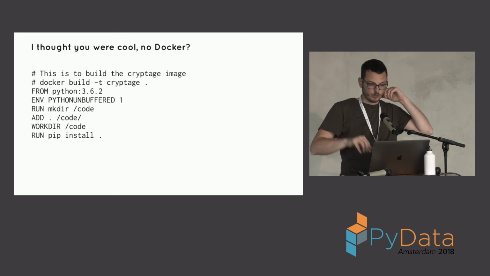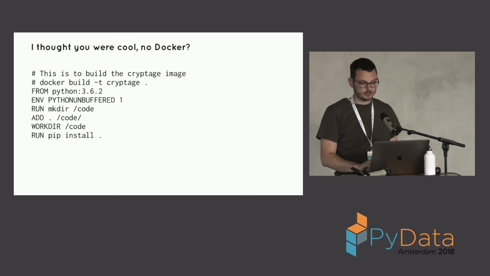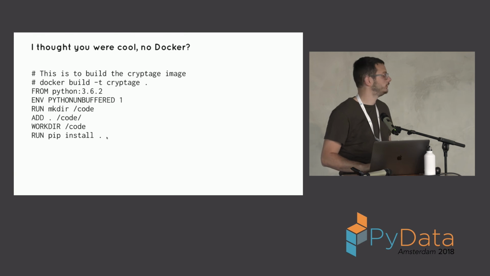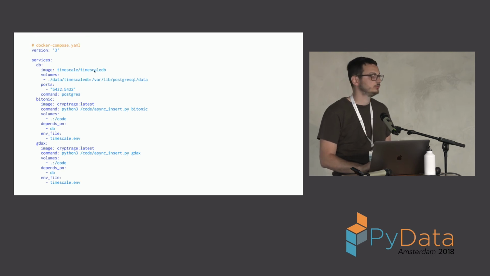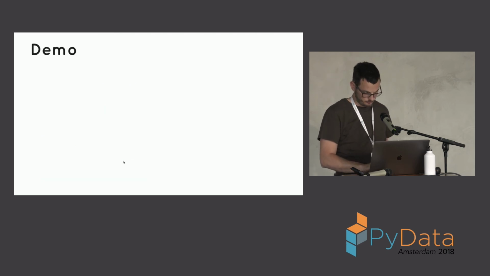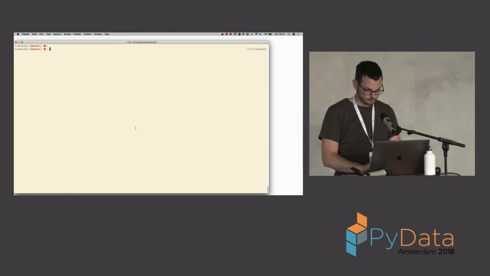Creating a Docker image with this code is very simple. Basically, I get one of the latest Python images, I add my code, and pip install the packages which are there. And if I want to use it with Docker Compose, I say, well, I want an image for my database, which is the Timescale image. And then I want an image to insert Bitonic data and an image to insert GDAX data. And I want them to play together. So let's see if they do play together.